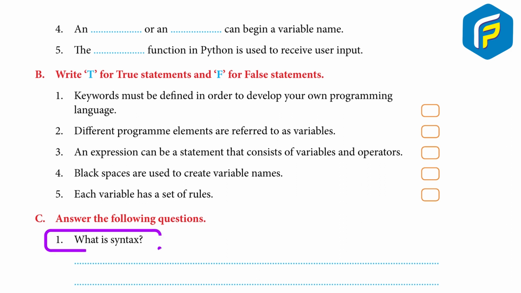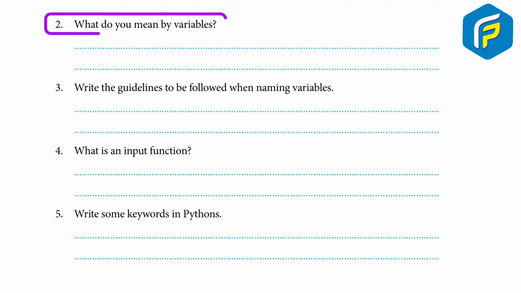C. Answer the following questions. 1. What is syntax? Answer: Syntax is the collection of guidelines that must be followed while writing programming statements. 2. What do you mean by variables? Variables are places in a computer's memory where values can be stored. These values are retrieved from memory during processing, where they are subsequently processed to produce output. Each variable has a set of values and distinctive names.